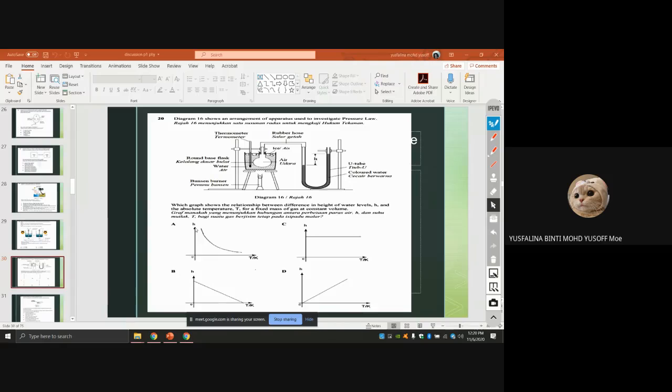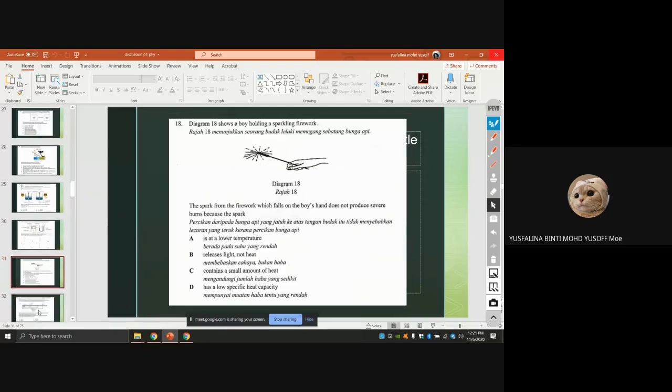H is actually represent, oh no, yeah. This one is Pressure law, correct. This one is actually to measure the pressure, manometer, right? So the answer should be H and T. So the answer is D, because this one is in Kelvin. This one is in Kelvin, so the answer should be D. 20 is D.